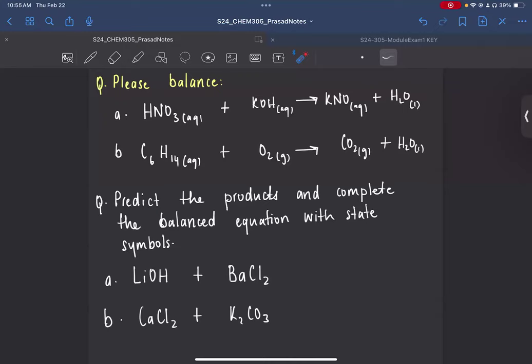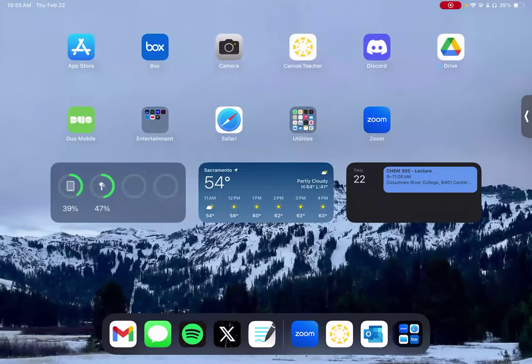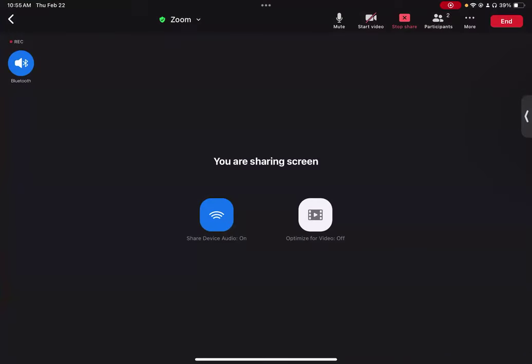All right, it's 10:55. My Apple Pencil got disconnected, so I actually have to come out of the Zoom room.